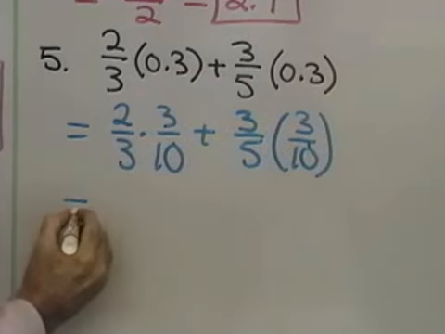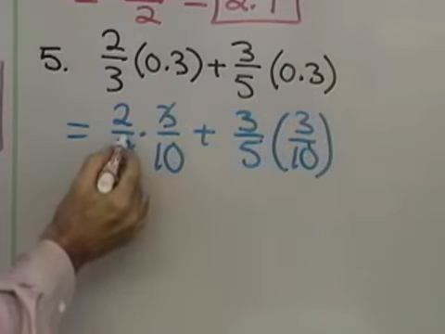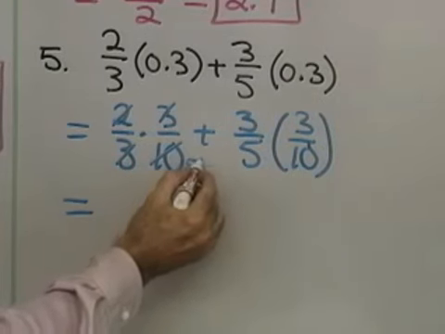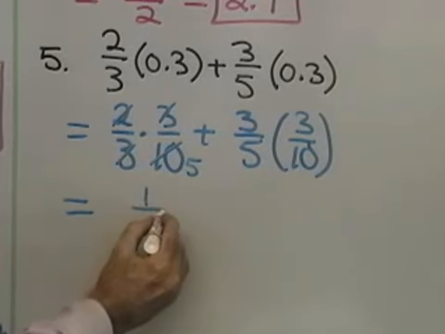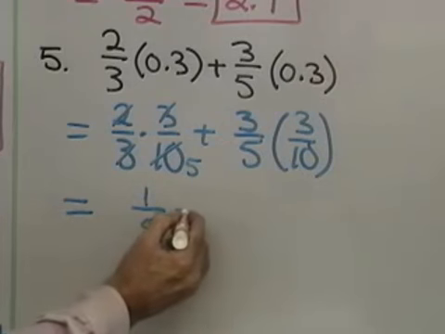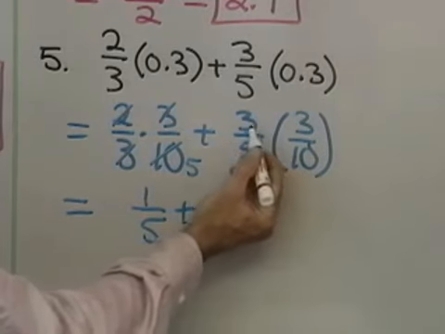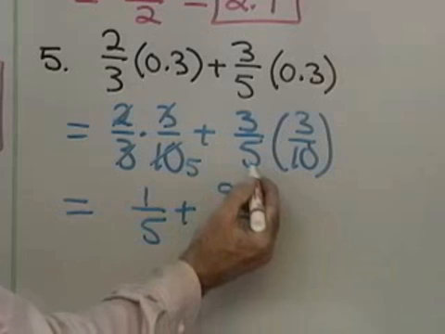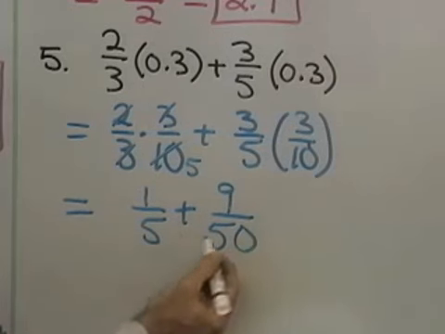Now let's just see what we get here. So I'll divide these out, divide that 2 out. When I multiply over here, I end up with 1/5 plus, here I don't have anything to divide out. 3 times 3 is 9. 5 times 10 is 50. So I get 1/5 plus 9 over 50.